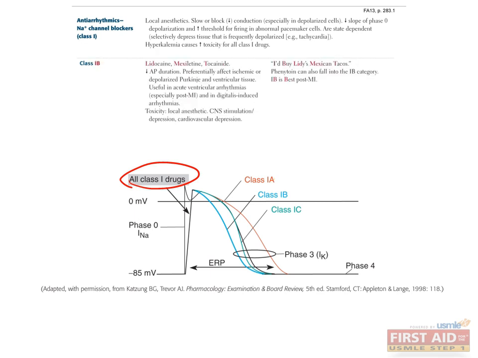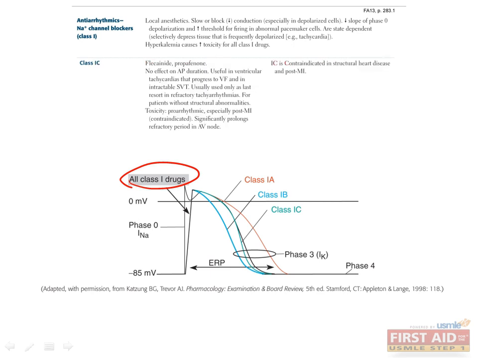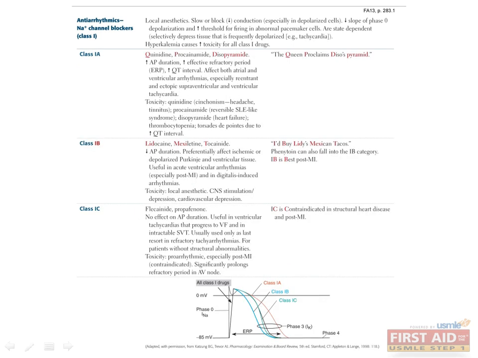Class 1B drugs prolong phase 3 the least, which you can see here in blue. This class includes lidocaine, mexiletine, and tocainide. Class 1C drugs are in the middle as far as phase 3 prolongation, which you can see here, and this includes flecainide and propafenone. Because of the differences between these three subclasses, they are used in different clinical settings.